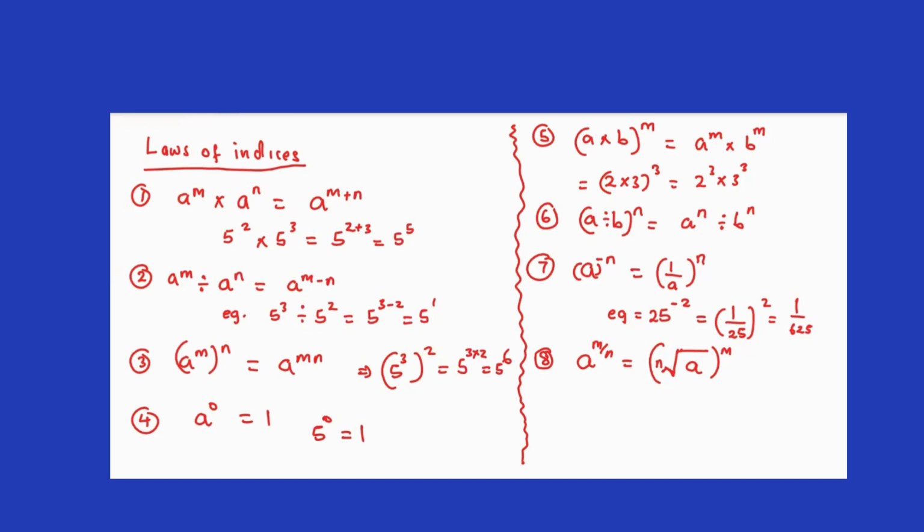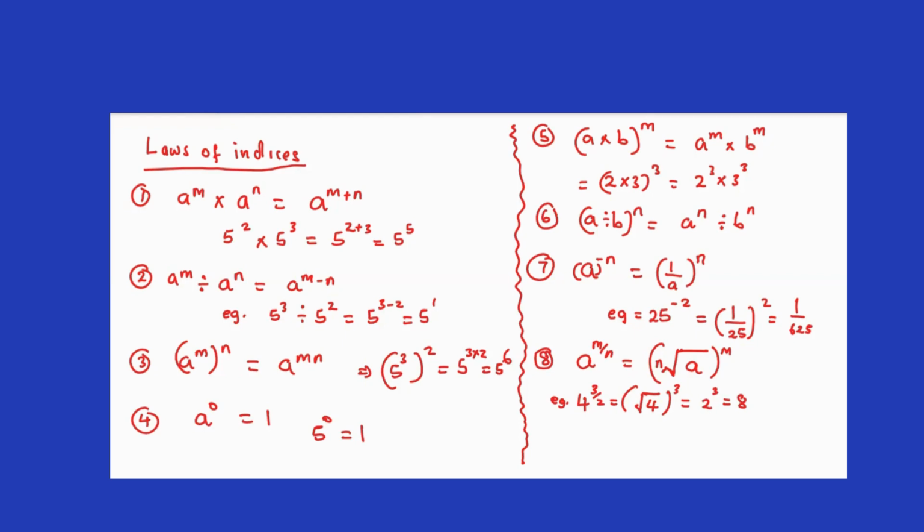For example, we take 4 raised power 3 over 2. This will give us the square root of 4, because the denominator, which is 2, means the square root of 4, then everything cubed. So the square root of 4 is 2, then we take 2 cubed, which is 8. So that is how we work out fractional indices.